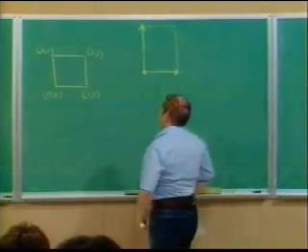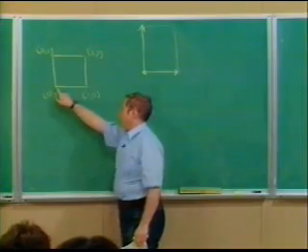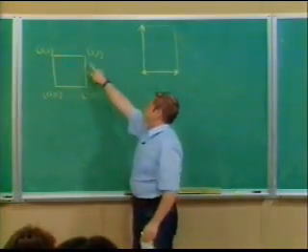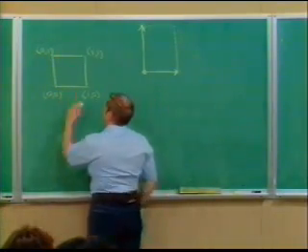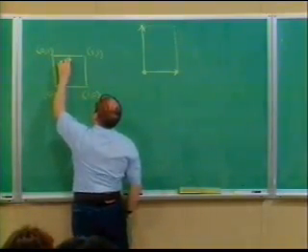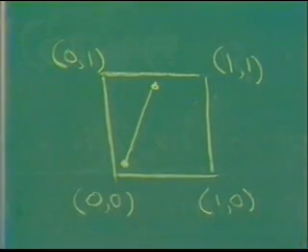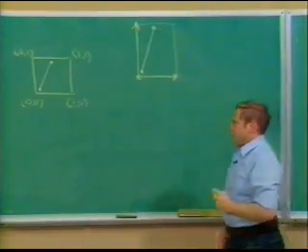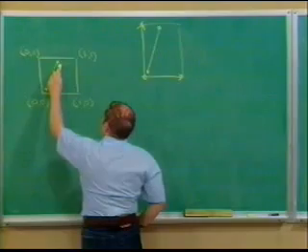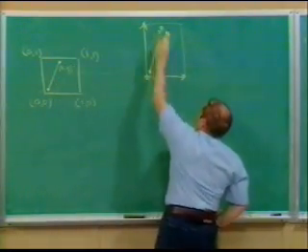And there's the obvious scaling transformation, which maps this to that, and this to that, and stretches everything uniformly. So it would take a line segment like this, and end up mapping it to a line segment like that. So some point x, y goes to some other point up there.